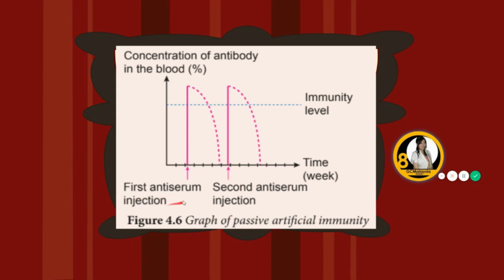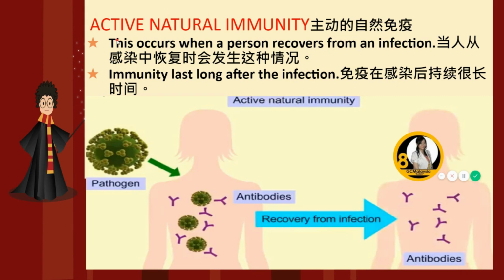First anti-serum injection, so the immunity level is high. Okay, it will drop after a few days. This is the second anti-serum injection. Afterwards the immunity will drop. Active natural immunity. This occurs when a person recovers from an infection.